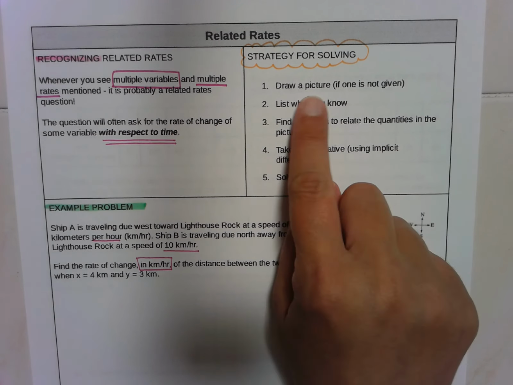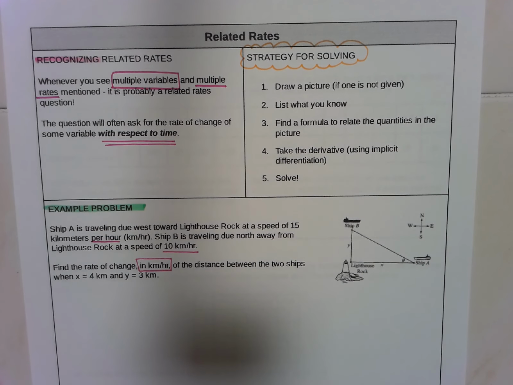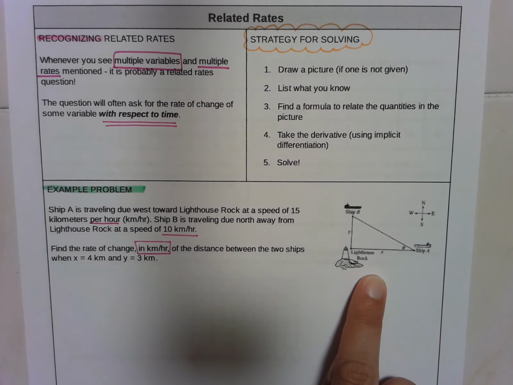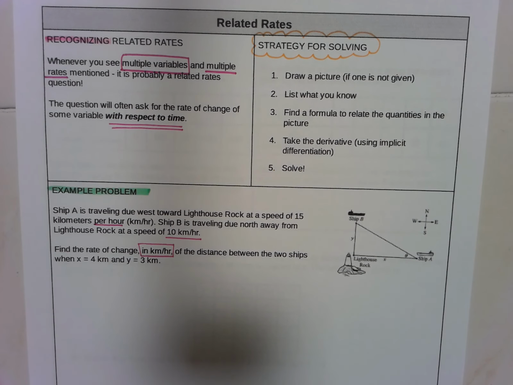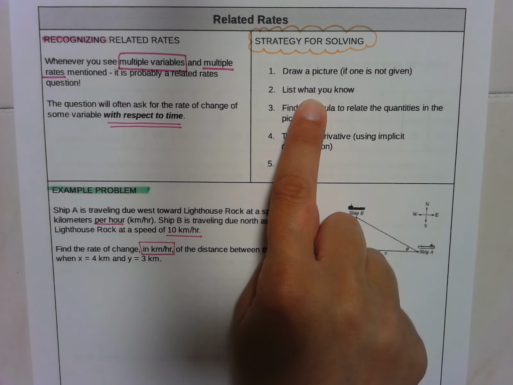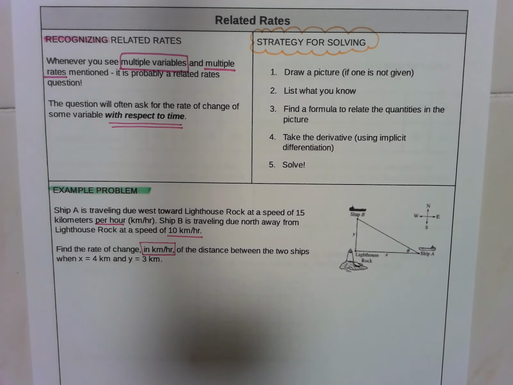Number 1, draw a picture if one is not given to you. In a lot of cases, these pictures are already provided. For example, in this real-life FRQ question from a previous AP test, they actually gave us a picture with a bunch of variables so we could visualize it. If there's not one, you might want to draw your own. Then you're going to list what you know. When you're reading these questions, there are going to be lots of words, and you don't want to have to keep going back to the words and filtering them every time.